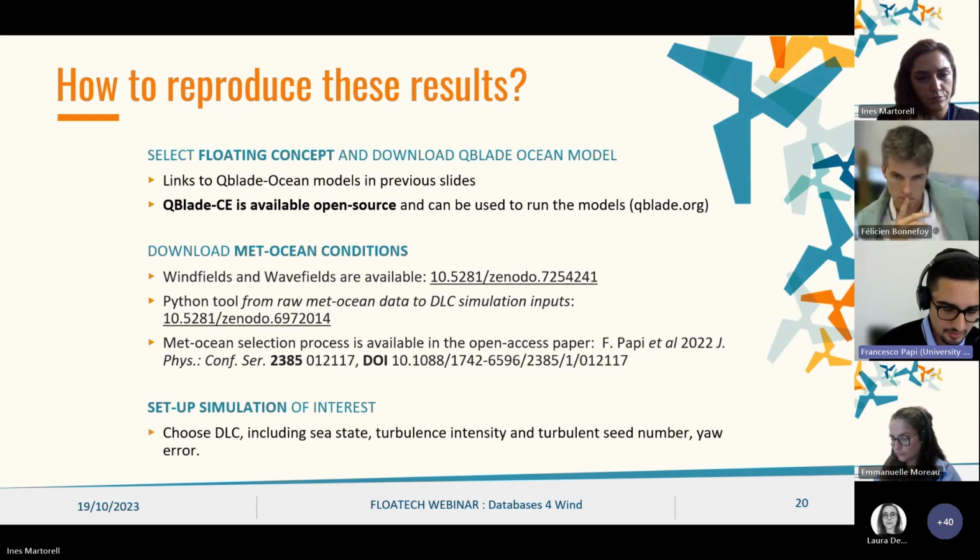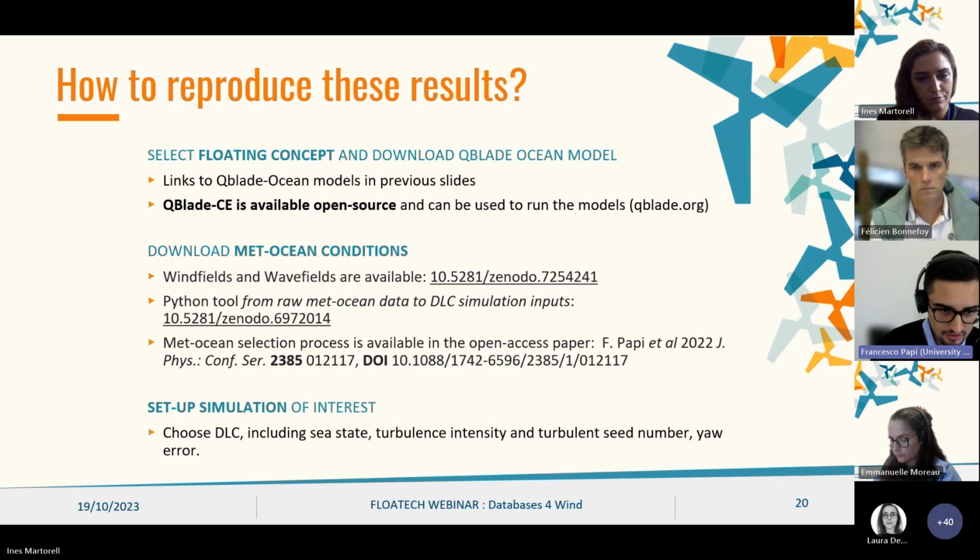Once you have built up your model, you need to specify input conditions. To do this, all you need is the Excel sheet that I mentioned previously and the wind fields and wave fields that you can find in the data set. This should be sufficient to reproduce the results that are in this data set and that are discussed in the deliverables.